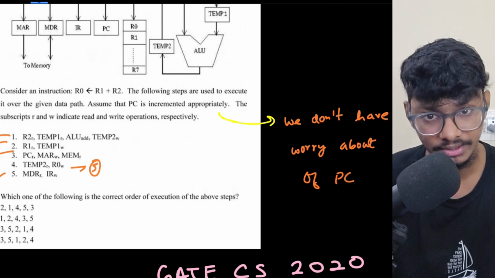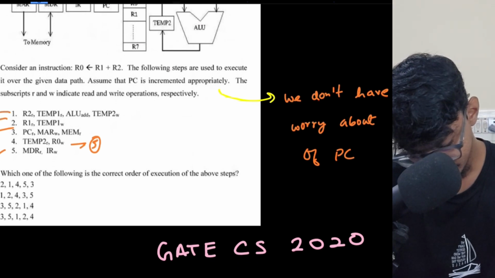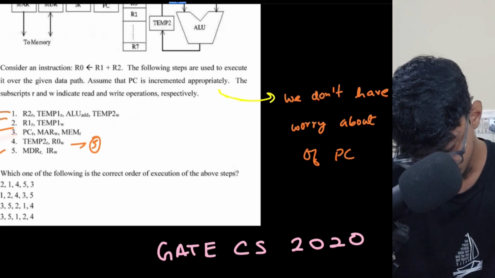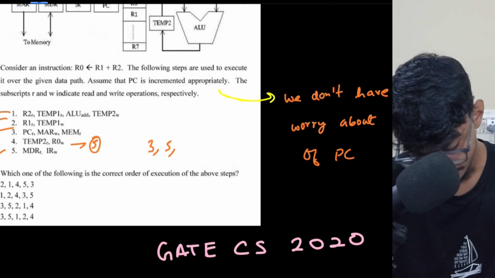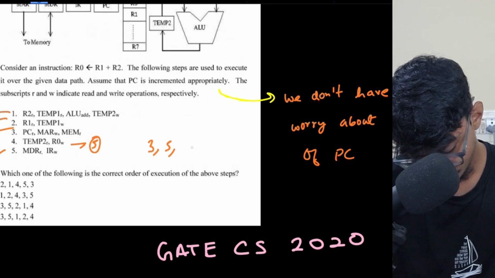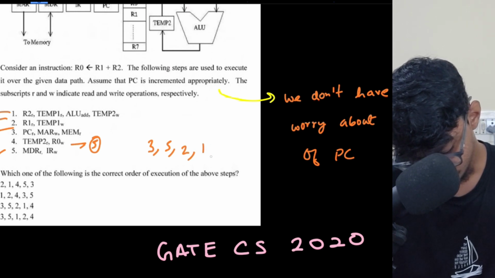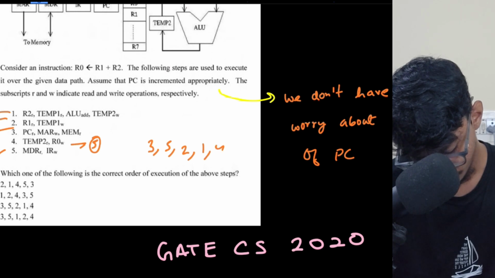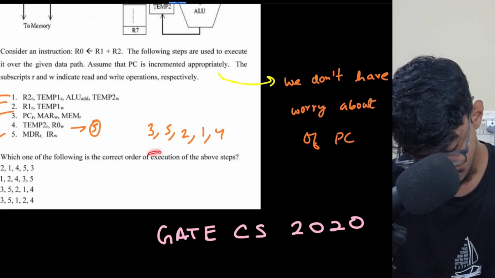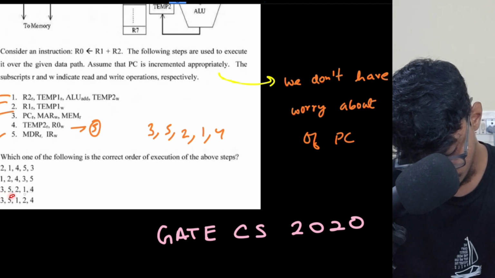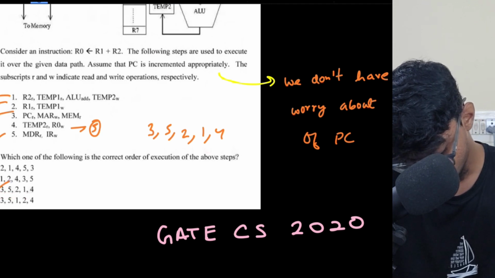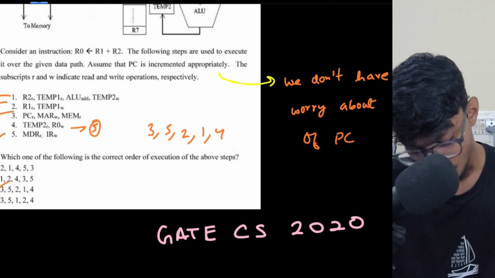So which option will be correct here? First I am starting with 3. Then I am going to 5, then 2, then 1, and then 4. So 3 5 2 1 4. Yeah, option C. So this was supposed to be option C. Option C will be correct.